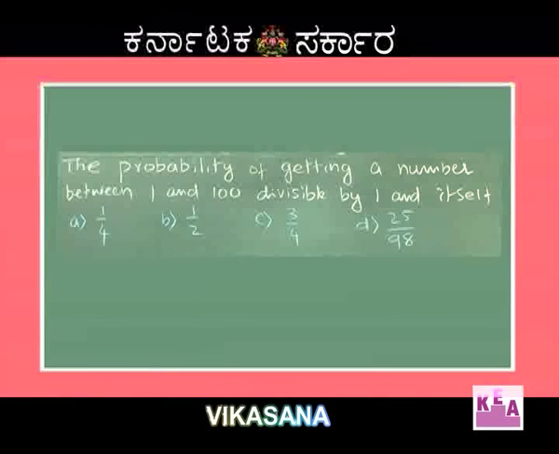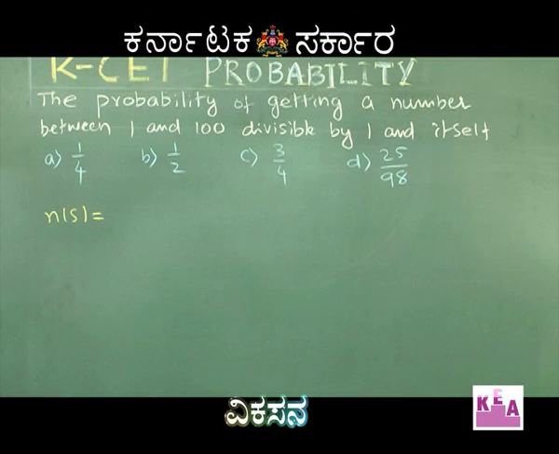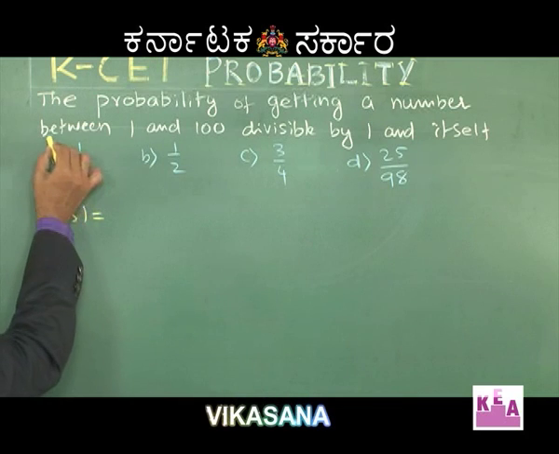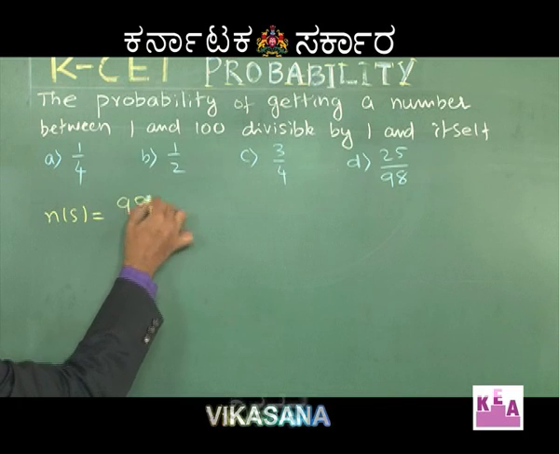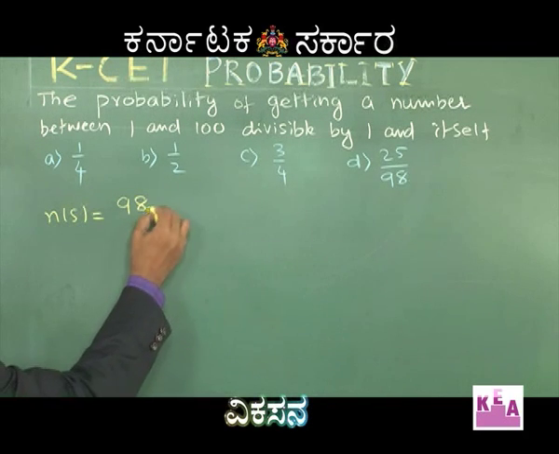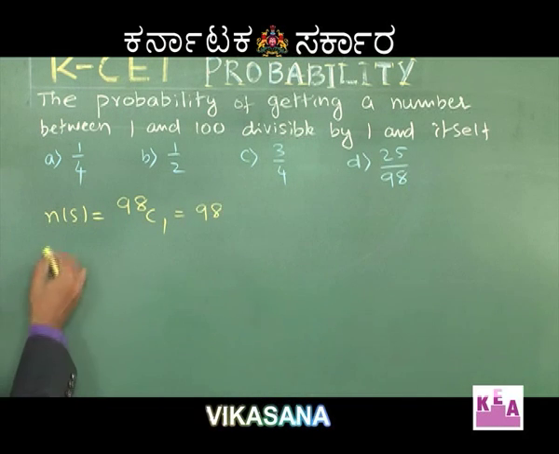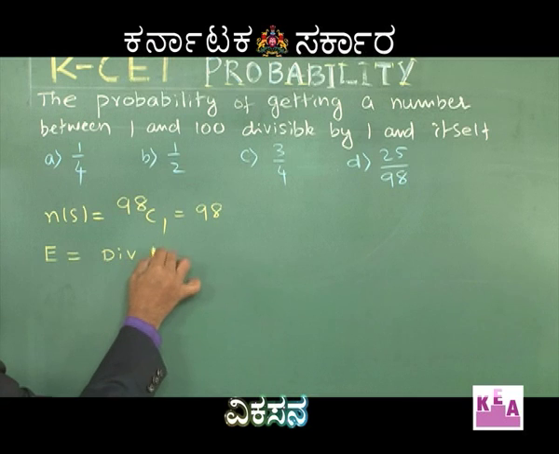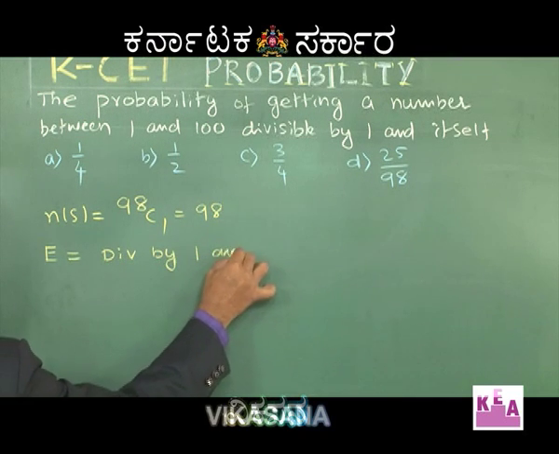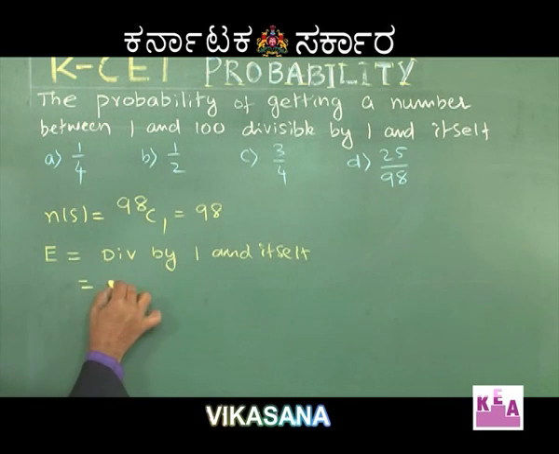Here n(S) means the total number of available numbers. They have mentioned numbers between 1 and 100, so there are 98 numbers. Selecting one number, 98C1, this is 98. Now I am writing the event E. E be the event of the selected number being divisible by 1 and itself, meaning getting a prime number.